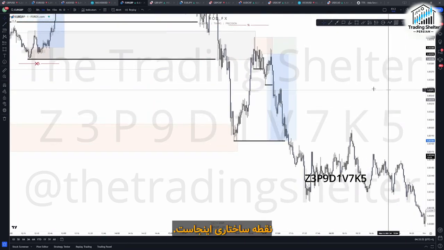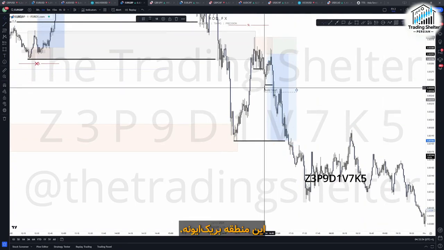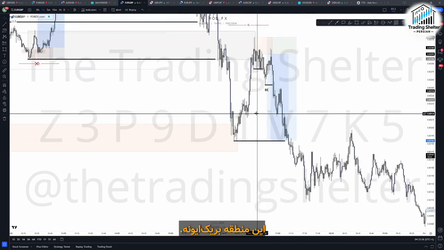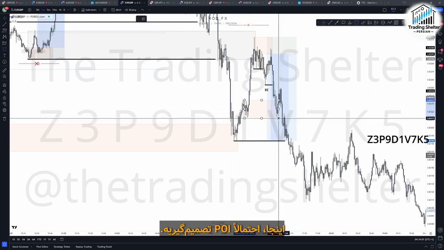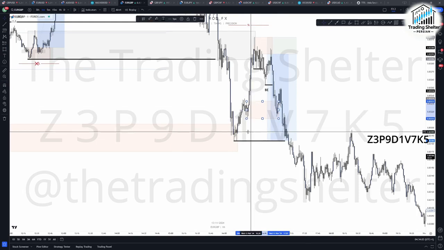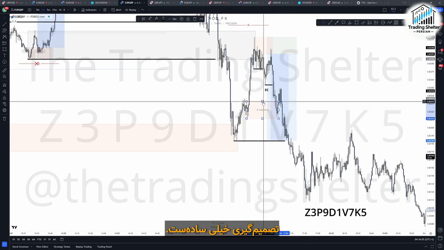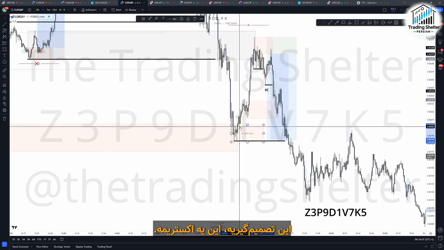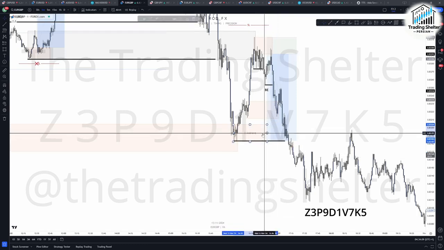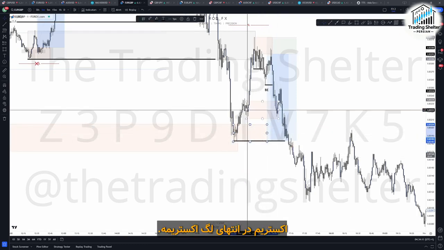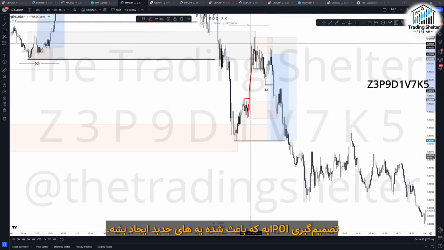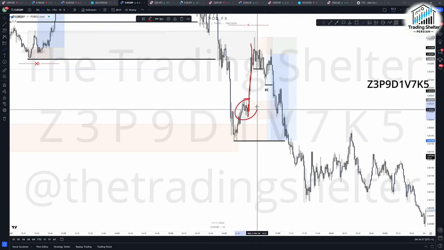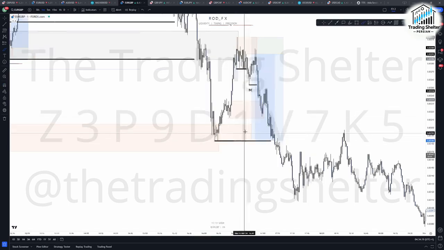Structural point here. This is your break-even area. Here, this is potentially the decisional POI. Decisional is very simple. This is the decisional. This is an extreme. The extreme is at the extreme leg. The decisional is the POI that led to a new high, right? This is a decisional. Usually it's for continuation.